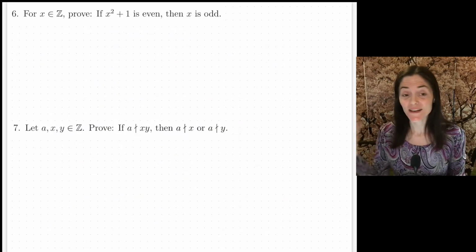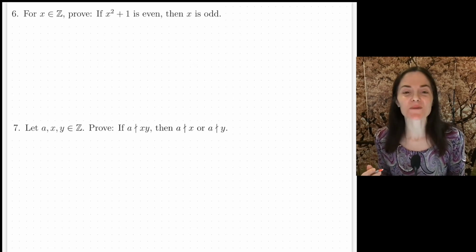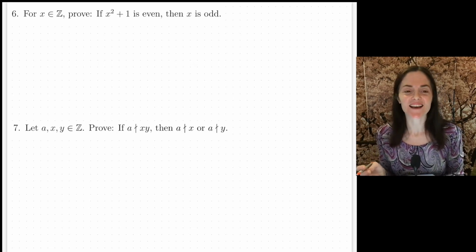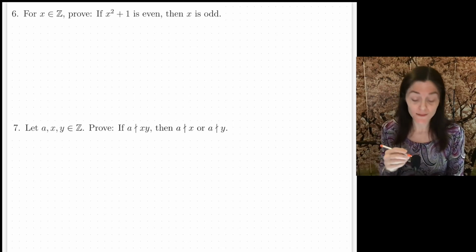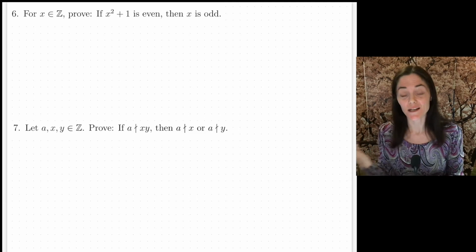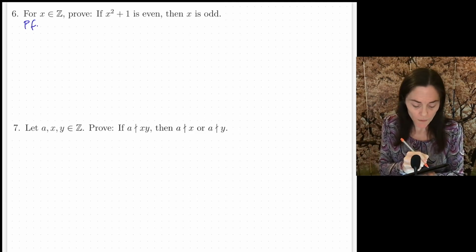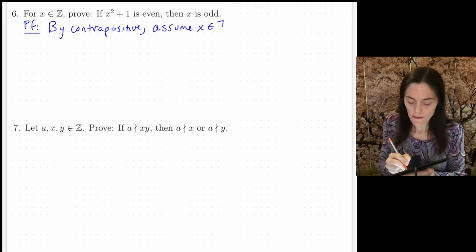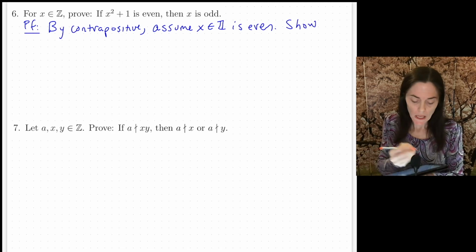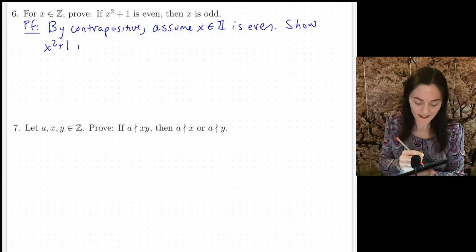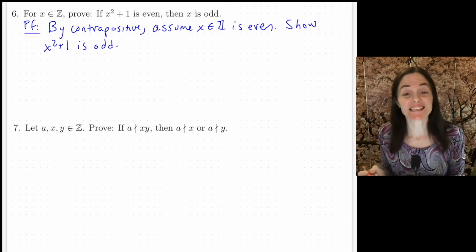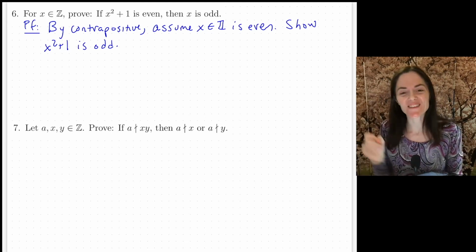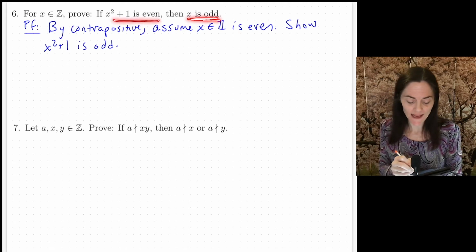Number 6, for integer x, we want to prove if x squared plus 1 is even, then x is odd. Let's see. To me, this would be the easiest, thinking contrapositive. So that is what we will do here. We assume x is even, and we want to show that x squared plus 1 is odd. This is exactly the contrapositive. Contrapositive of a statement is you negate this, implies you negate this.